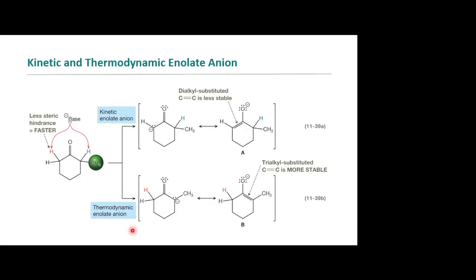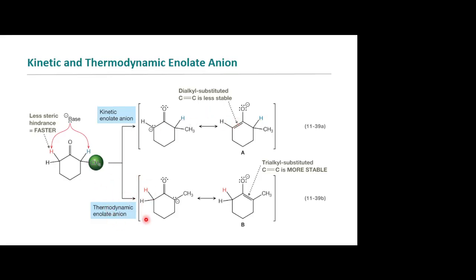And right here, we actually have an example of this. And so this has less steric hindrance right here, and so it's going to be faster. It has easier access to it, lower activation energy, lower barrier, faster. And so this is going to be the kinetic enolate anion right here. This one's just faster to make.